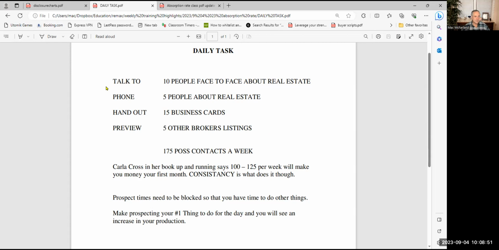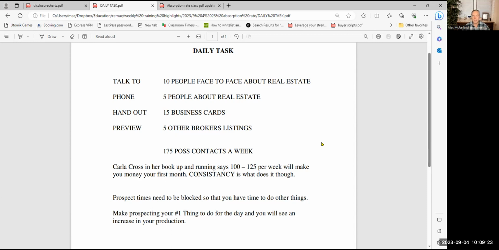These are the daily tasks, what you should be doing on a daily basis as a real estate agent, building your business. So Jen, Amber, you guys, this is just one aspect of this. What I try to do is throw out different things, and hopefully something there is something you can use. This is what I used initially. And I talk about this from time to time in classes, because previewing 5 other brokers' listings is extremely beneficial.